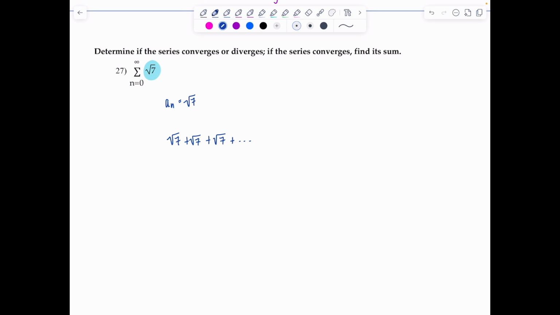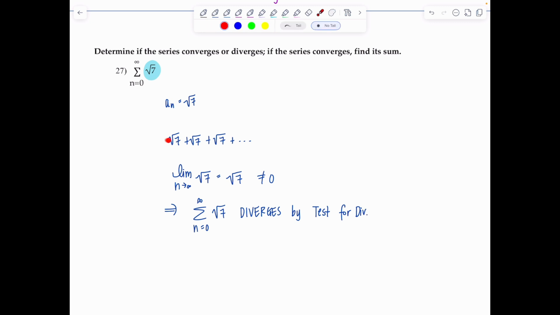Because I know for sure the limit as n goes to infinity of a sub n, of a constant, is itself, which most certainly is not 0. So that tells me the sum, n equals 0 to infinity of rad 7, diverges by the test for divergence. Yes? And hopefully you could tell, if I just sit there and add up a bunch of rad 7s forever, of course that's going to go to infinity. It won't approach some finite number. But that's the formal way to write it all out. Good?